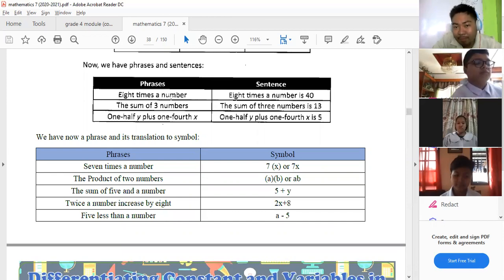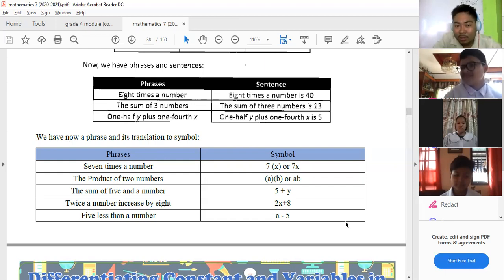So 8 times a number. Right? 8 times a number. Sa sentence naman, 8 times a number is 40. So, ibig sabihin, may equal sign siya. The sum of 3 numbers, dito naman sa sentence, the sum of 3 numbers is 13. Ibig sabihin, may equal sign siya. 1/2 plus 1/4 x is 5. That is a sentence. Ibig sabihin, may equal sign siya.